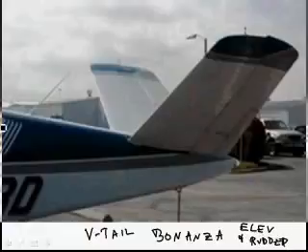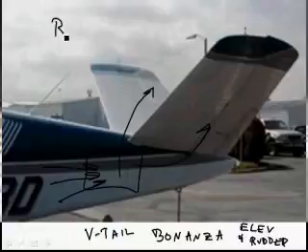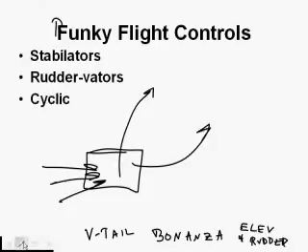And the flight controls inside the cockpit are the same, but there's a box back in here that the cables and push-pull tubes come into and tell the rudder vaders, I guess I spelled that already, rudder vaders what to do.